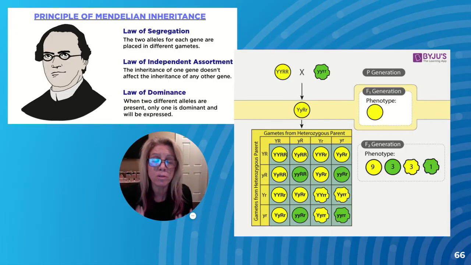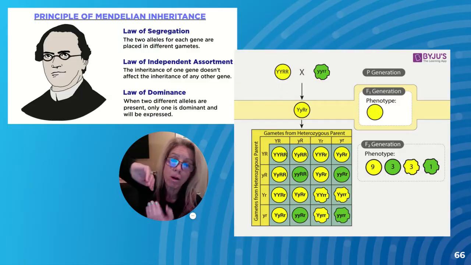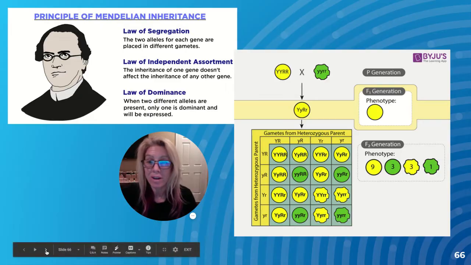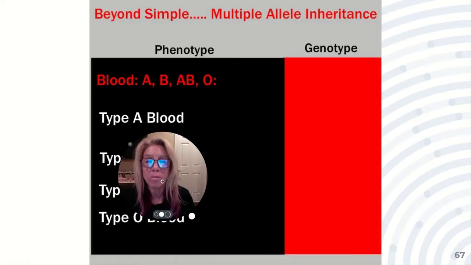The law of independent assortment would say you could have a big Y with a big R, or a big Y with a little r, because those are on different homologous pairs and they can assort independently of each other. So our goal today is to look at exceptions to that. When does that not work out? Okay, so the first thing I want to talk to you about are blood types.